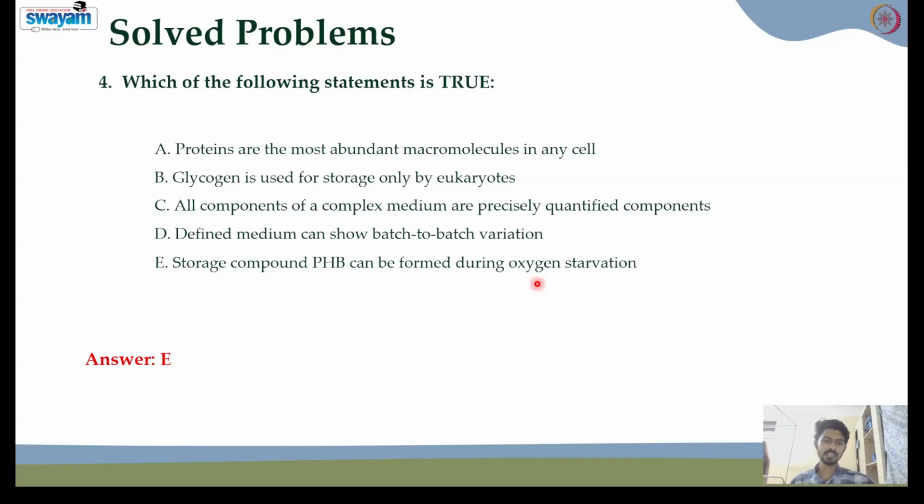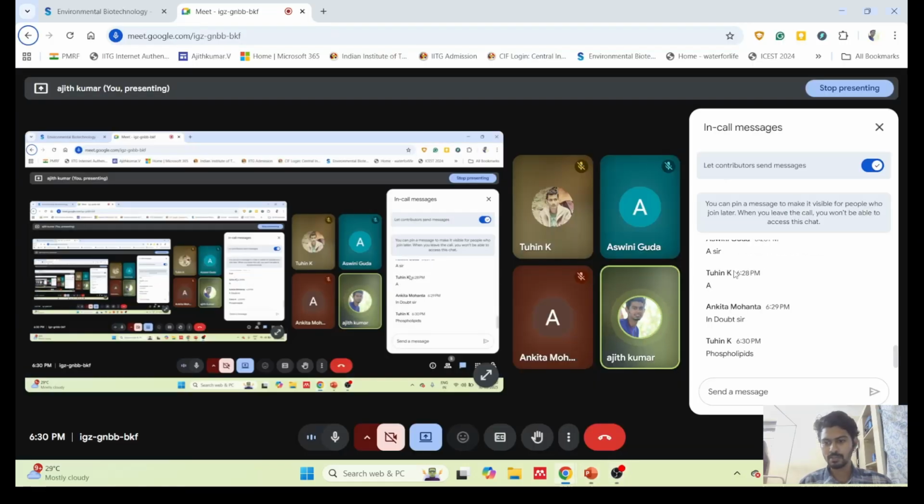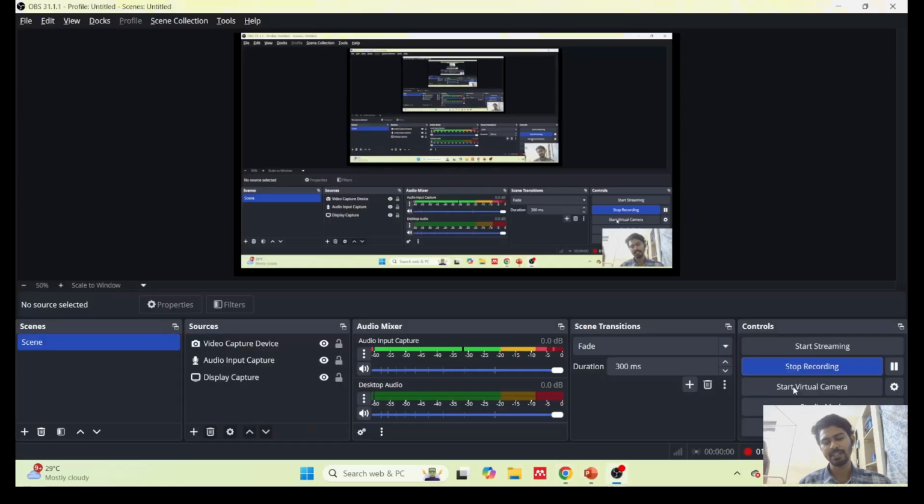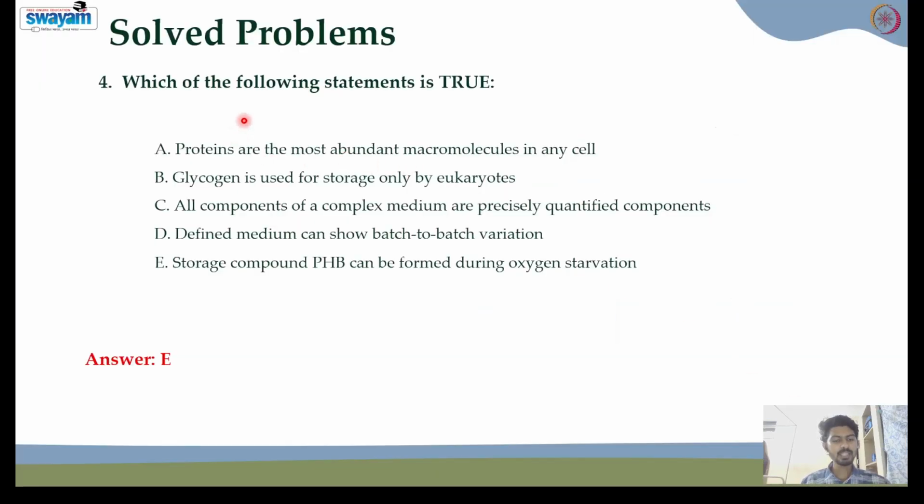The first option, proteins are the most abundant macromolecule in any cells. Yes, it is partially correct because protein is one of the abundant macromolecules. What are the other abundant molecules in any cells? RNA, DNA is also considered as macromolecule, carbohydrates, fats. Sorry, RNA and DNA are also considered abundant macromolecules. Phospholipids, yes, it's correct. So protein is one of the most abundant, not the only most abundant.